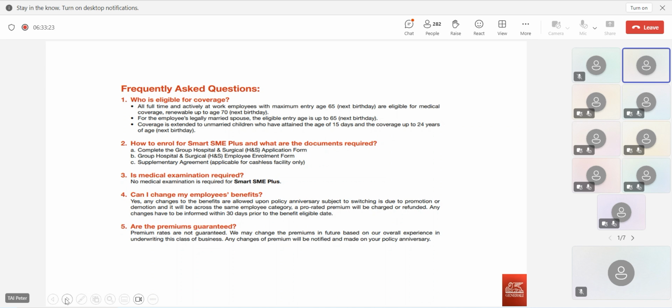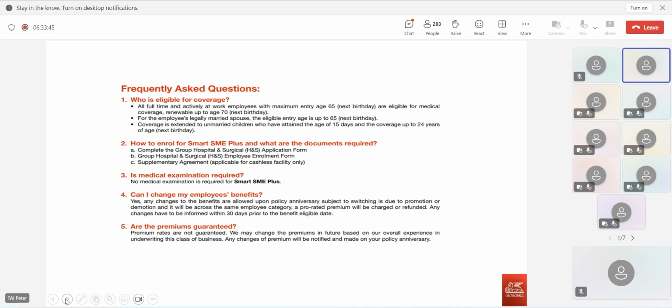Is a medical examination required? No, it is not required. This is the best part. That's why a lot of staff love to buy this policy, because we don't ask for individual medical status. So this is a good policy for you to sell, because we don't need medical examination.